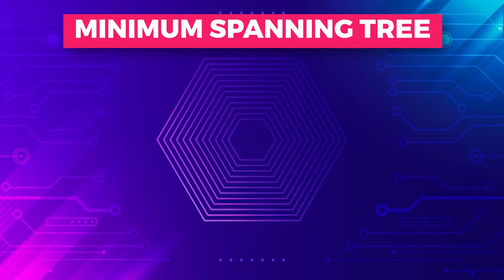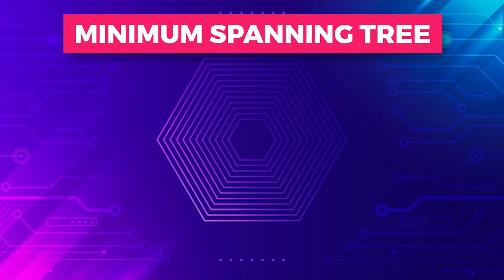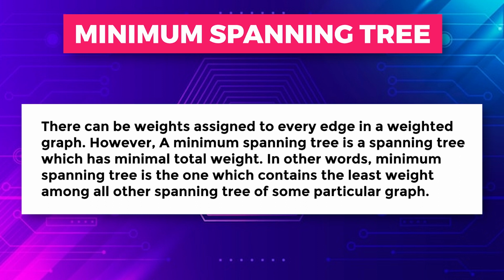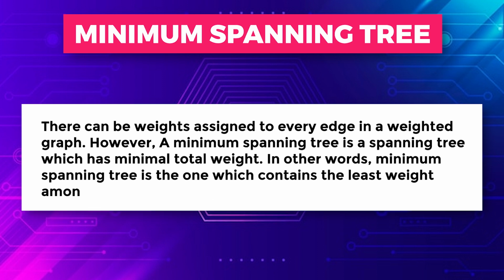Now we start the minimum spanning tree concept. There can be weights assigned to every edge in a weighted graph. A minimum spanning tree is a spanning tree which has minimal total weight. In other words, the minimum spanning tree is the one which contains the least weight among all other spanning trees of some particular graph. We can understand this by a simple example.